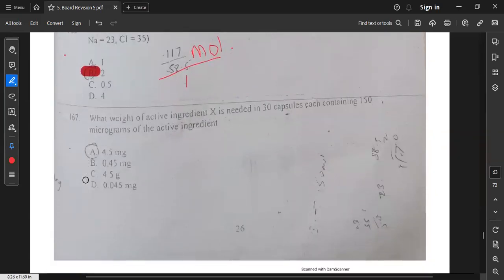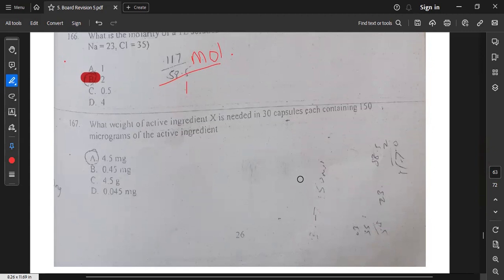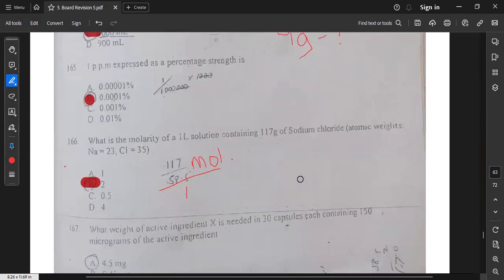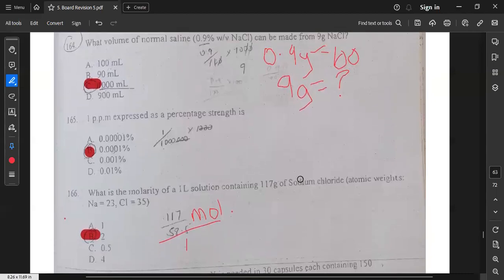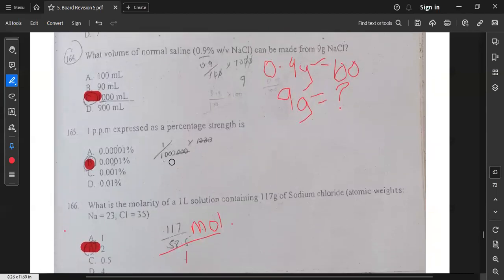Okay. So what weight of active ingredient X is needed in 30 capsules, each containing 150 micrograms of the active ingredient? Someone is asking for an explanation. Number 166. I can explain.